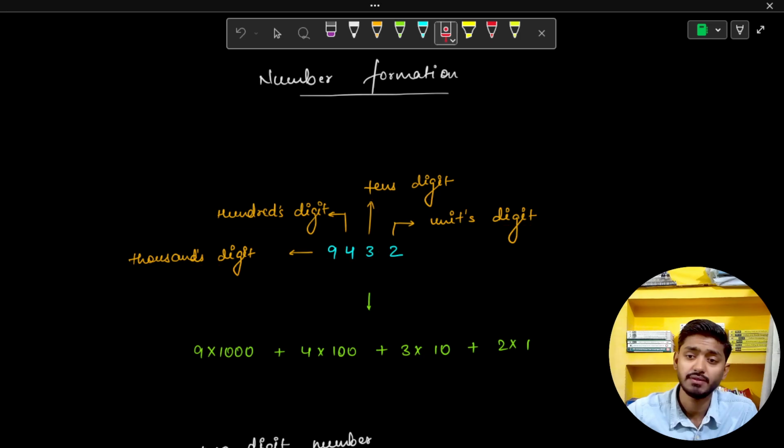Now, if we try to write the expanded form for this number, that would be 9 times 1000 as it is in the thousands place, plus 4 times 100 as it is in the hundreds place, plus 3 times 10 as it is in the tens place, and 2 times 1 as 2 is in the units place. This is the expanded form for the same number. We have learned this in standard 4th or 5th, alright?